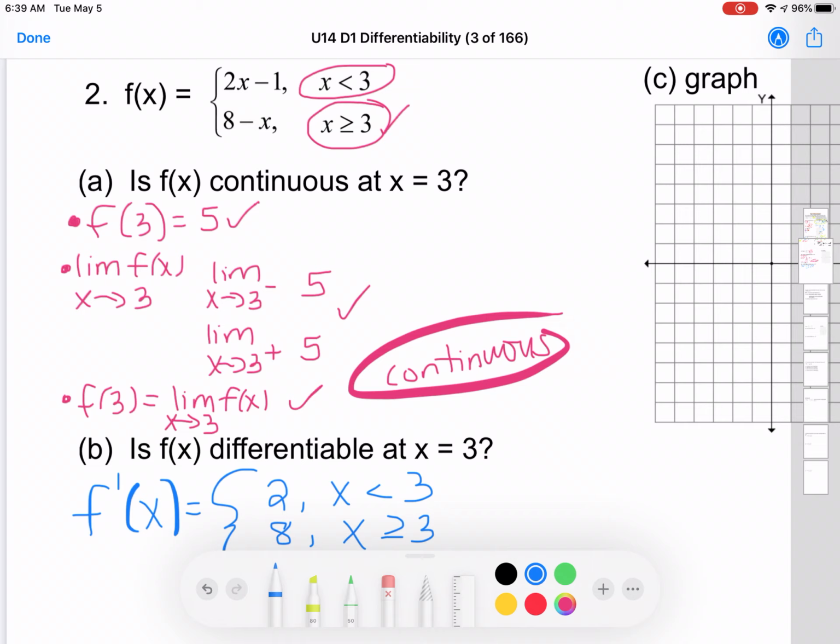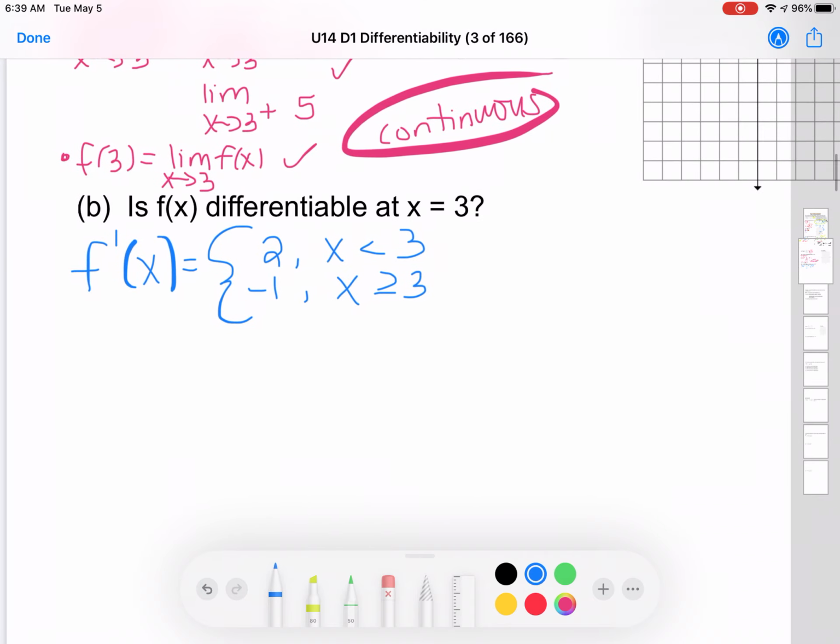Oh, I made a mistake. Sorry, the derivative of 8 is 0. The derivative of negative x is negative 1. Okay, so let's apply the continuity test. Here we go. Okay, does a function value exist? So I want to plug in to this piece. That's where x is greater than or equal to 3. And we get negative 1, so the function value exists.